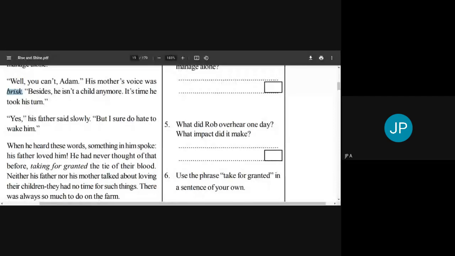So the father has a lot of love. He says, I hate to wake him. I don't like to wake him because I want him to sleep. When Rob hears these words of the father, if you are in the place of Rob, what will you feel for the father, when he says he does not like to wake him in the morning?